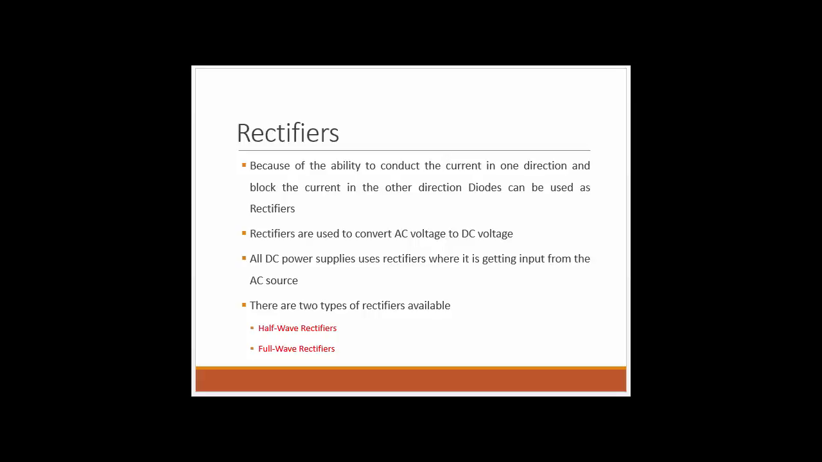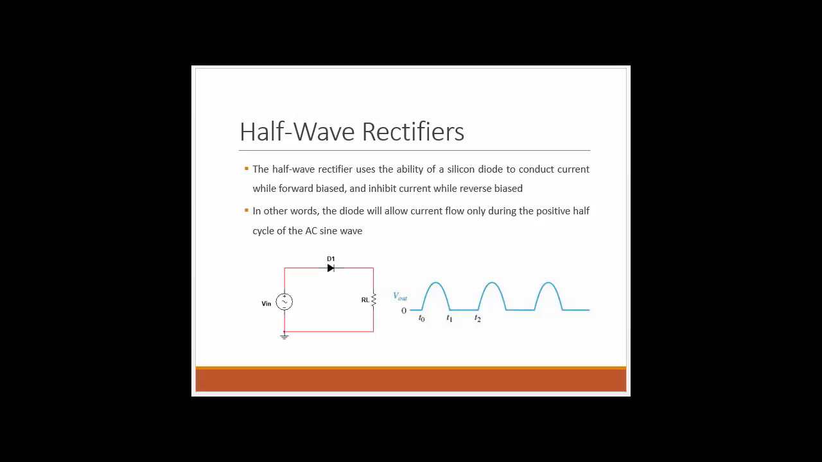It is not a DC signal yet. There are two categories of rectifiers: half wave rectifier and full wave rectifier. So let's talk about this half wave rectifier. This is the circuit diagram of a half wave rectifier. The AC signal will pass through a diode, and then you have the load resistor.